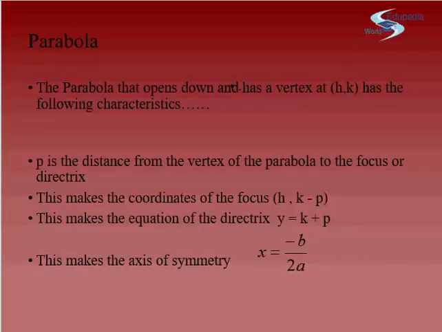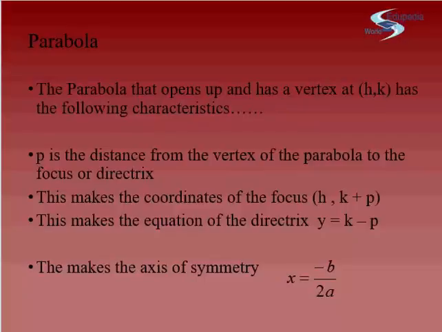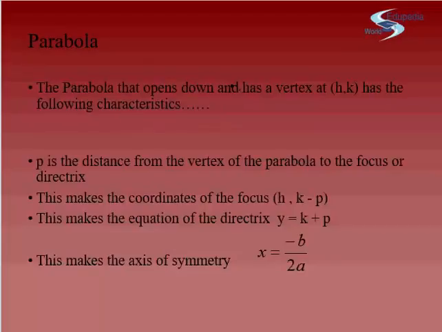Over there, in order to find the directrix, we use the equation y equals k minus p. Over here we have y equals k plus p, and the axis of symmetry is going to be a straight line on the x-axis, and that is going to be x equals negative b over 2a. So this is pretty much it for parabolas.